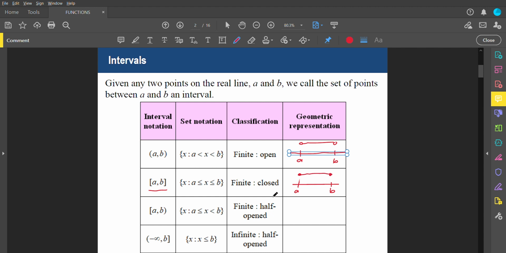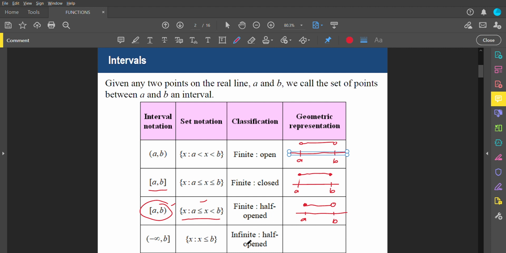into our interval. And then we have the third type of interval notation. You can see A here is included in our interval, but B is excluded, and we call it finite half open. This is the set notation. Another way to represent this notation is just a different one. We have this one, the first one and the second one, but it's up to you which one you are comfortable with. To represent this, again we need to draw A and B. A is included, so we are going to draw a filled circle, and B is excluded from the interval, so we are going to draw a hollow circle, and then we include every single point in that interval.